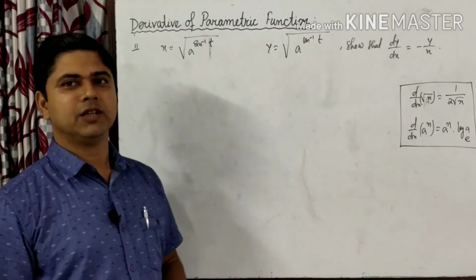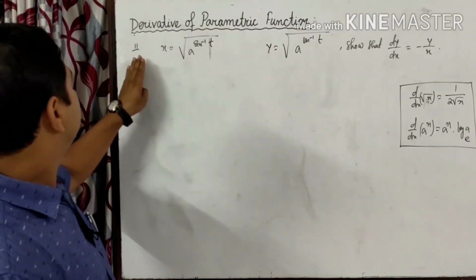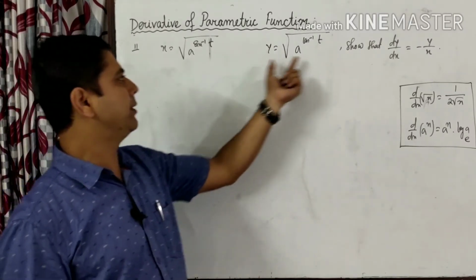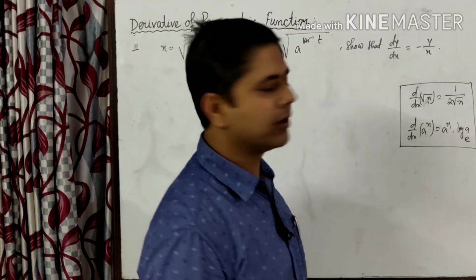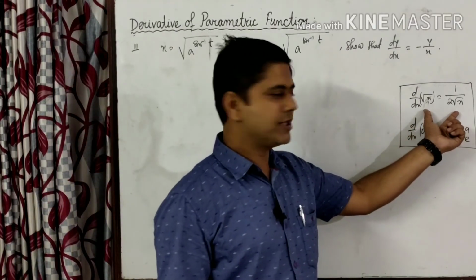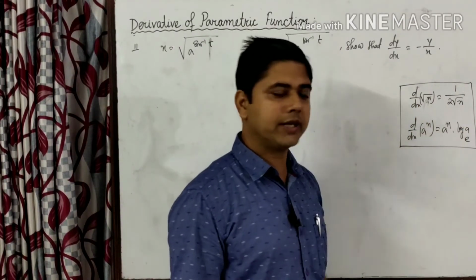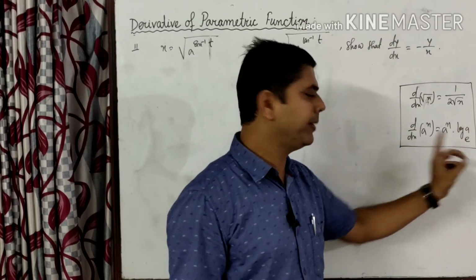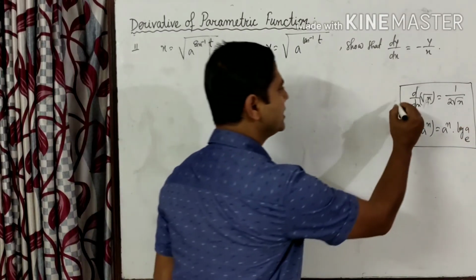Okay, from the given exercise, we consider question number 11. X equal to this part and y equal to this one, so that dy by dx equal to minus y by x. We already have the differentiation formulas: d dx of root x equal to 1 by twice root x, and d dx of a to the power x, a is constant, is equal to a to the power x log of a base e. These two results we use.